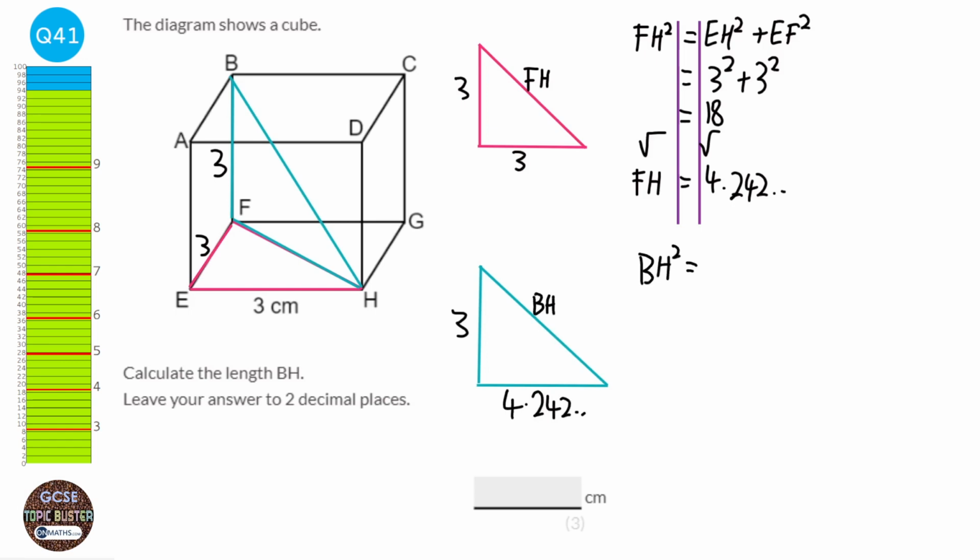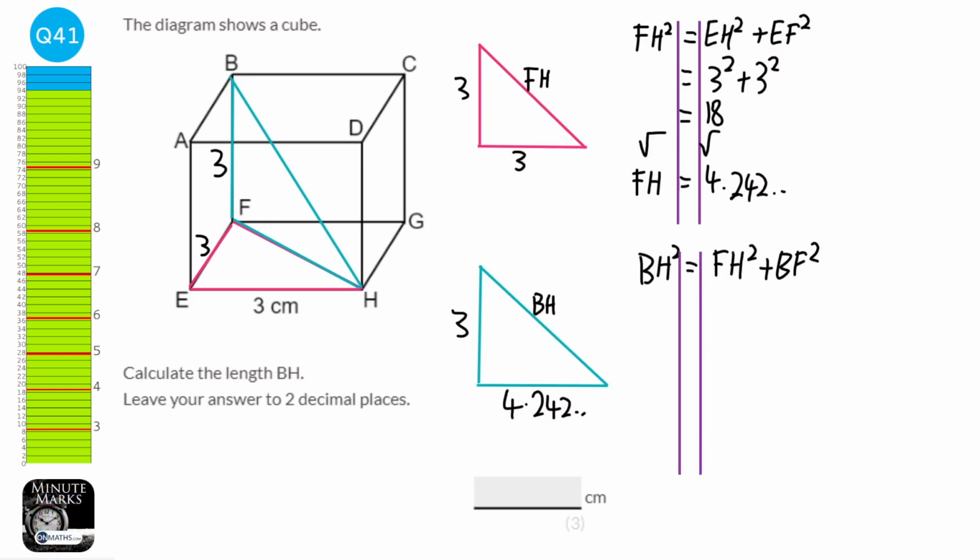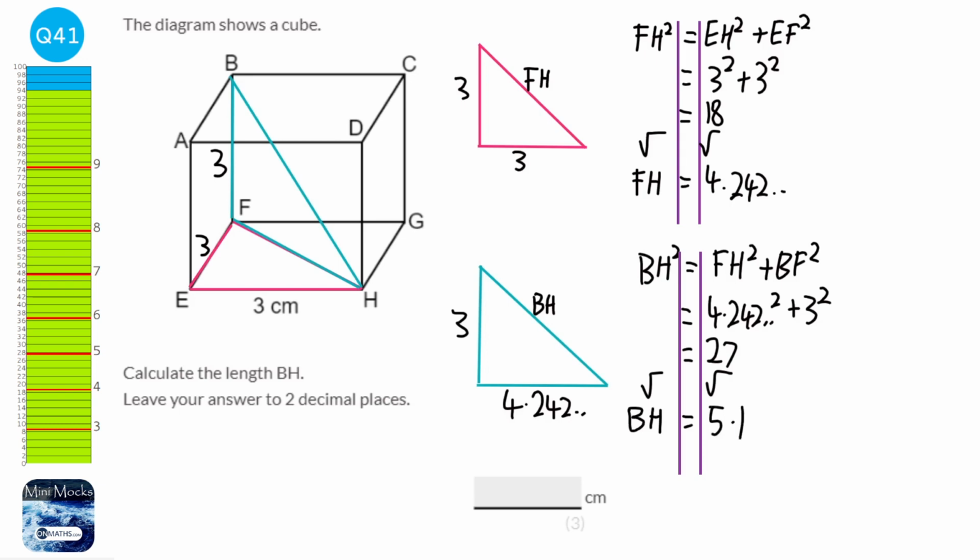So we're going to be using Pythagoras again. Why not? Okay, get my tram lines in. So let's put FH in, which is 4.242 and so on, squared. BF is just 3, and that will give us exactly 27. And then we're going to square root it, and so we've got BH equals 5.196 and so on, and it says it wants 2 decimal places, so it's going to be 5.2.